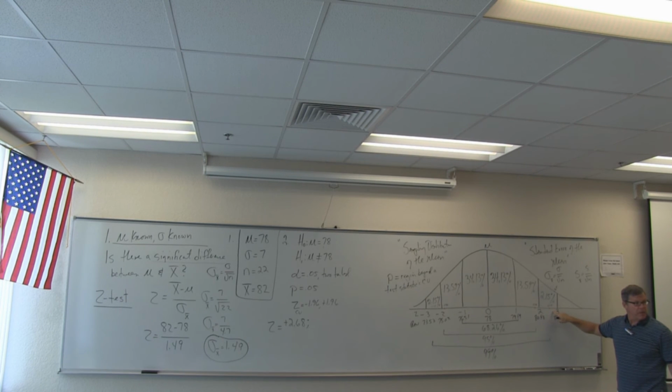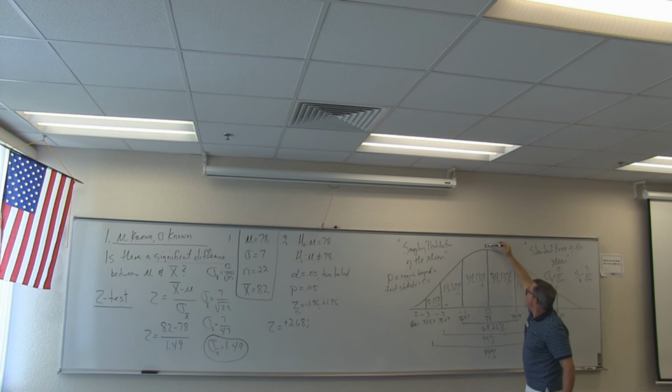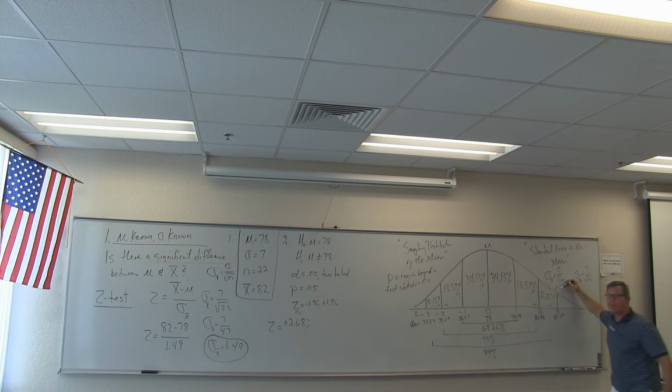We now have evidence that strongly suggests that this mean, which corresponds to this z of 2.68, is a rare event. In fact, it's such a rare event that it has now been deemed a significant event. We can now conclude that we have a statistically significant difference between the population mean and the sample mean.